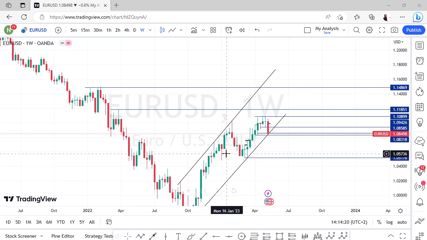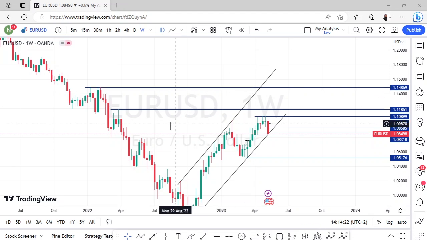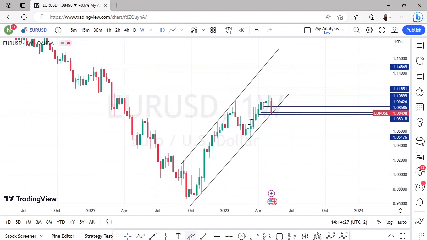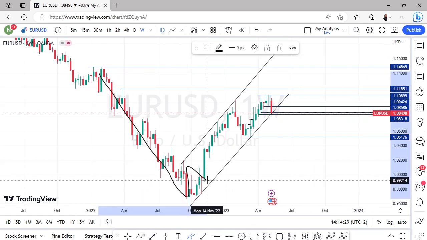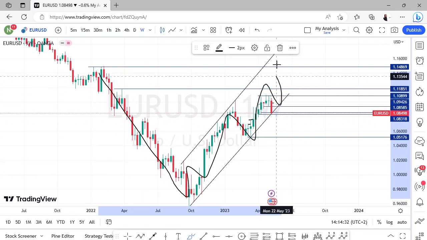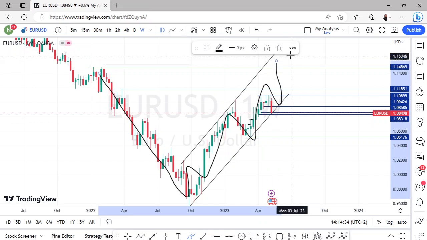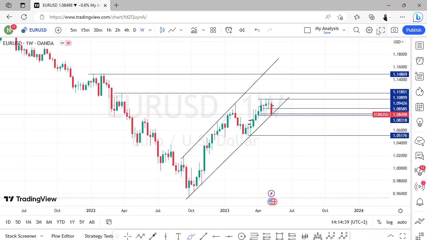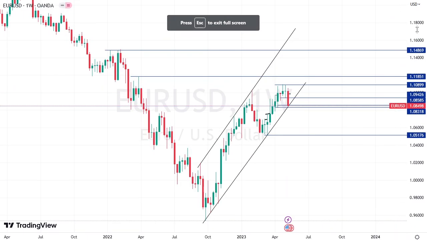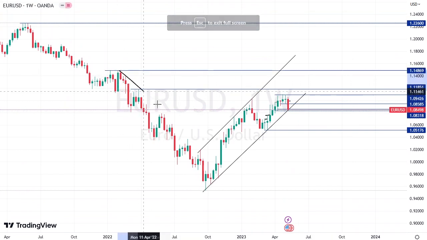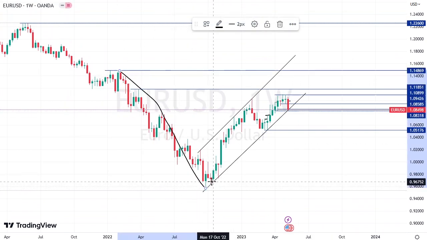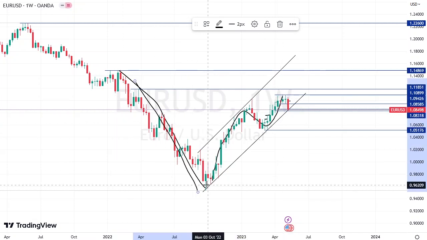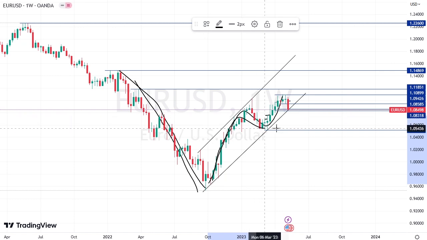Okay, let's get into the market. So this is Euro USD. So what do we have here? On our weekly, you can see overall we had this impulse, then we have a correction. Let me zoom in, let me just full screen this. So we have our correction, then we have our impulse, then we have our correction.